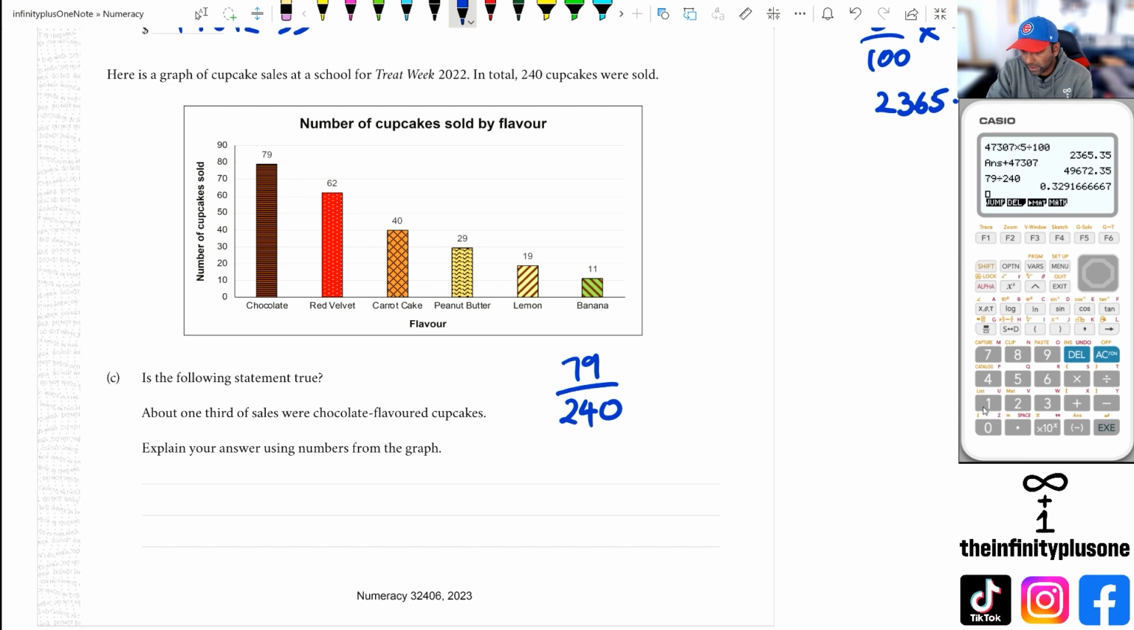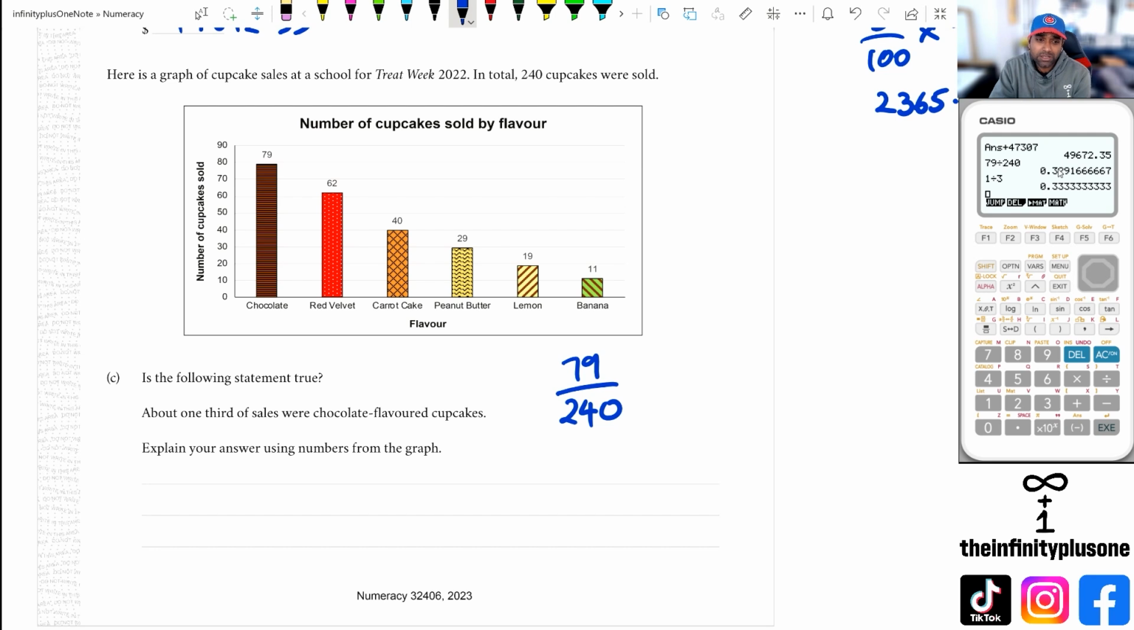Okay, let's have a look at what 1/3 is. If you do 1/3, 1/3 is 0.333. So the way you would answer this question is you could say, no, it's not true. If it was 1/3 of 240 cupcakes, chocolate has to be 80. But in this case, it's 79. Therefore, the statement is incorrect.